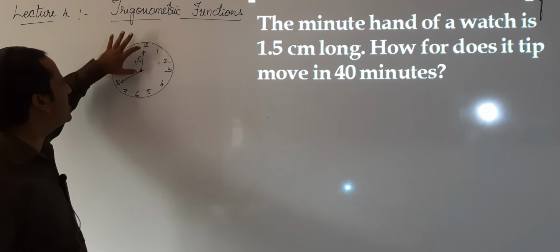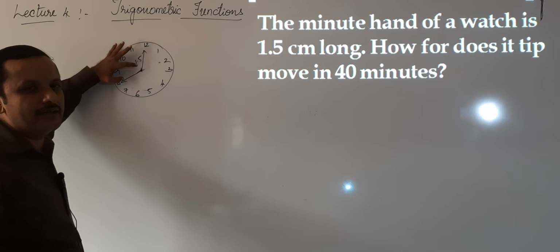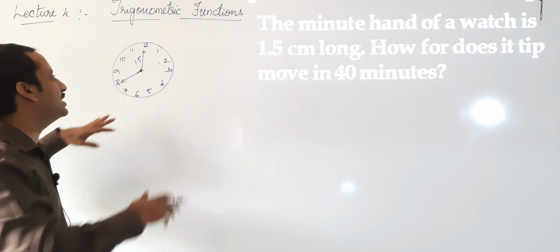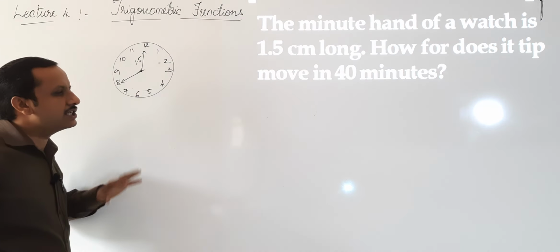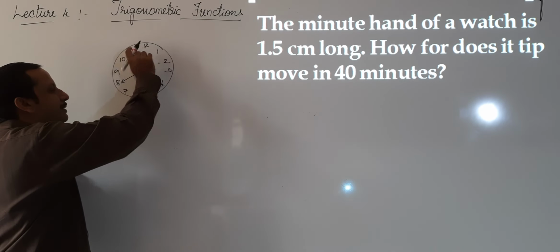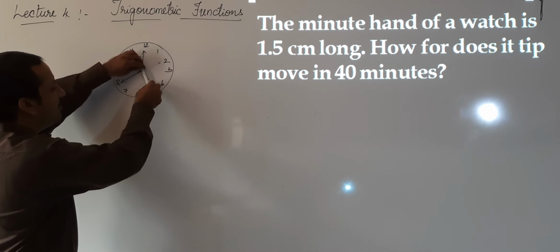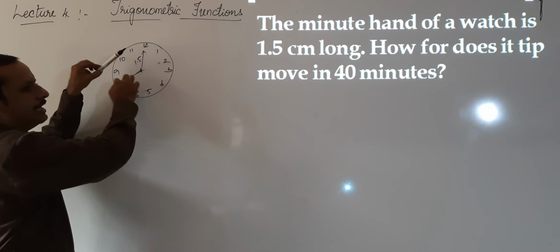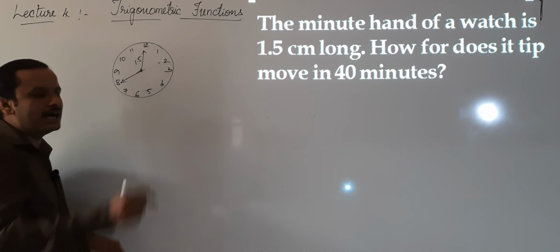Okay? At 5 o'clock, the minute hand is at 12. At 5:40, the minute hand is at 8. Okay? So, it has taken 40 minutes to travel from here to here. Right? The question is, how far does its tip move in 40 minutes? So, its tip, say at 5 o'clock it will be here, at 5:05 it will be here, 5:10, 5:15, 5:20, 5:25 in this way. So, the tip of the minute hand in 40 minutes, how much does it move? So, what is the length of that arc they are asking?